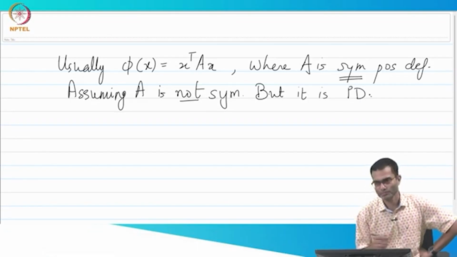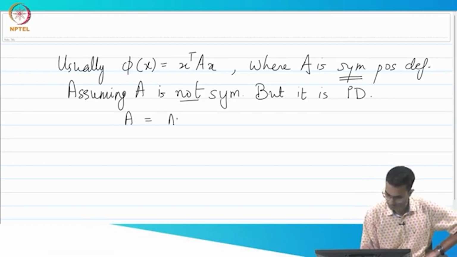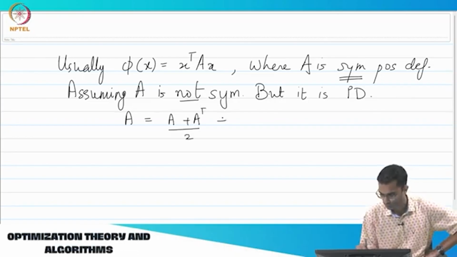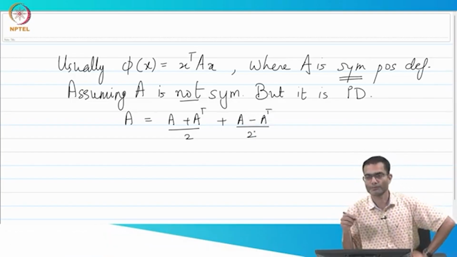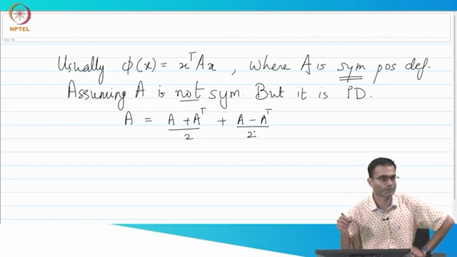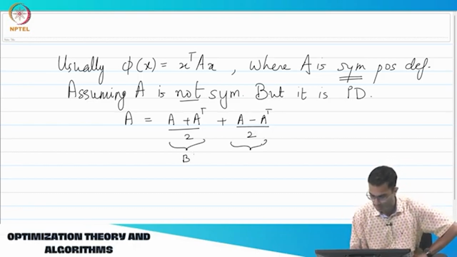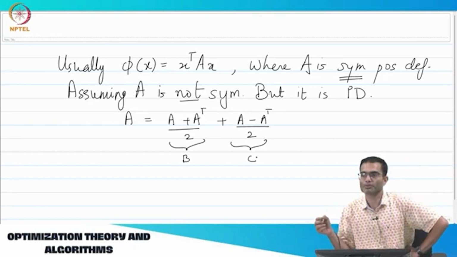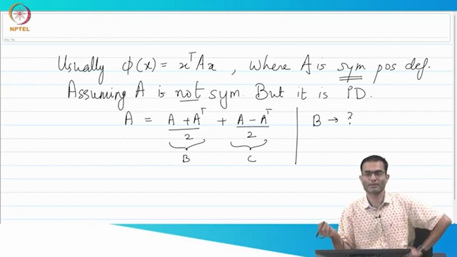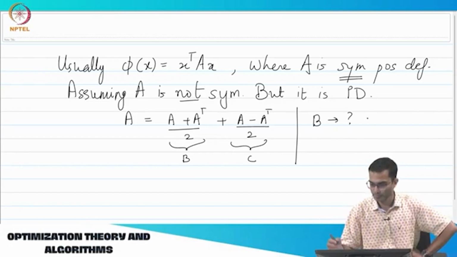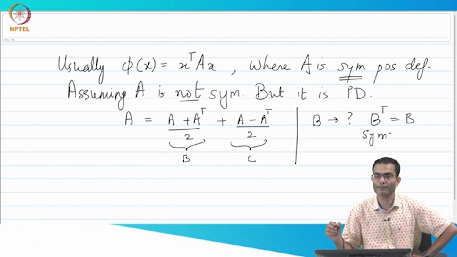So what follows is very, very simple linear algebra. Can I write A in this form? Obvious, I just added and subtracted half of A transpose. Let's call this B, and let's call this C. So can you say something about B? B obviously is symmetric because B transpose is B. You can easily check that. So this is called the symmetric part of A.